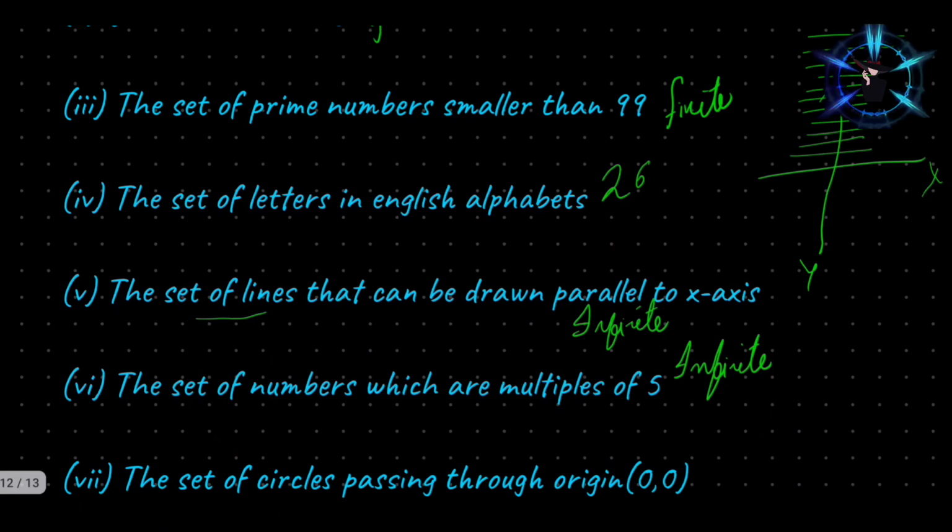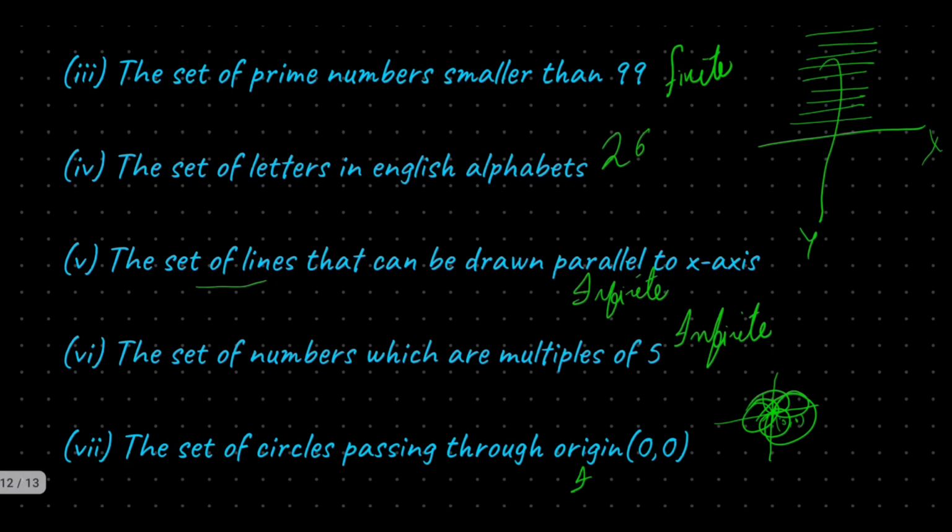Next one, the set of circles passing through the origin. Again, let's draw an origin. This is the origin, right? This point is the origin. It's (0, 0). How many circles can we draw? 1, 2, 3, 4, 5. Infinite. So the answer is also infinite. That's it. Thank you.